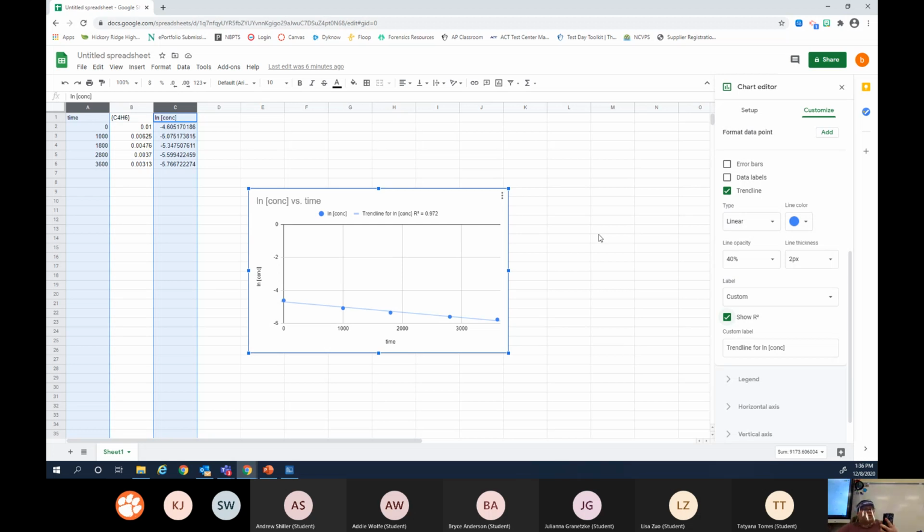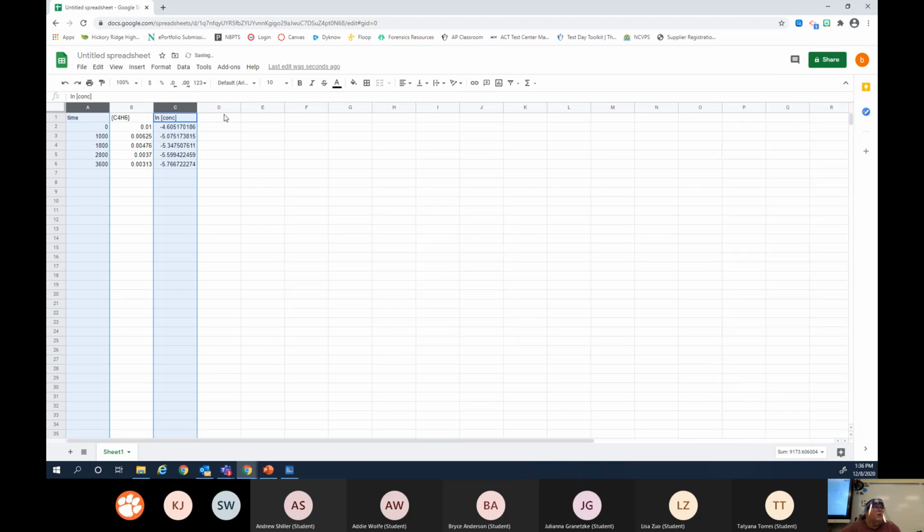So this still isn't that close to 1. It might be our best option, but we can always check to see if that second order rate law is better. So I'm going to get rid of this graph again. And so our second order rate law, remember, is looking at 1 over the concentration.